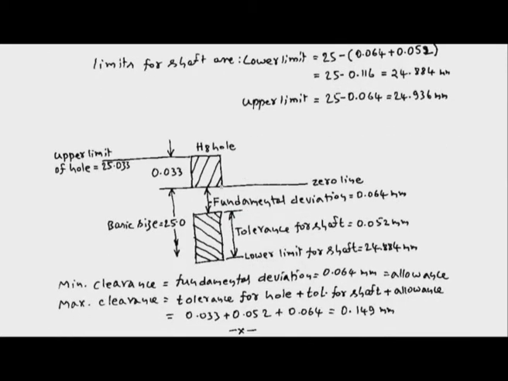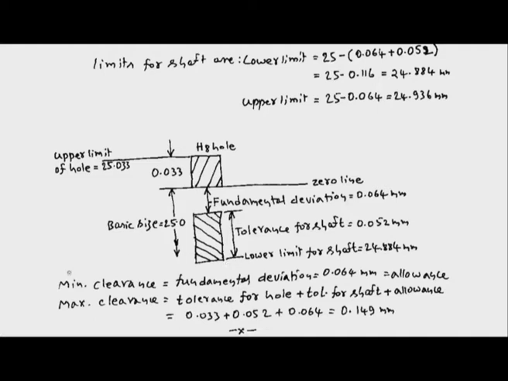This is the H8 hole with the tolerance of 0.033 millimeter, and from this 0 line, this distance indicates the basic size, and if to the basic size we add this tolerance value we get the upper limit for hole, that is 25.033 millimeter. Similarly, we can find the upper limit for shaft as well as the lower limit of shaft.